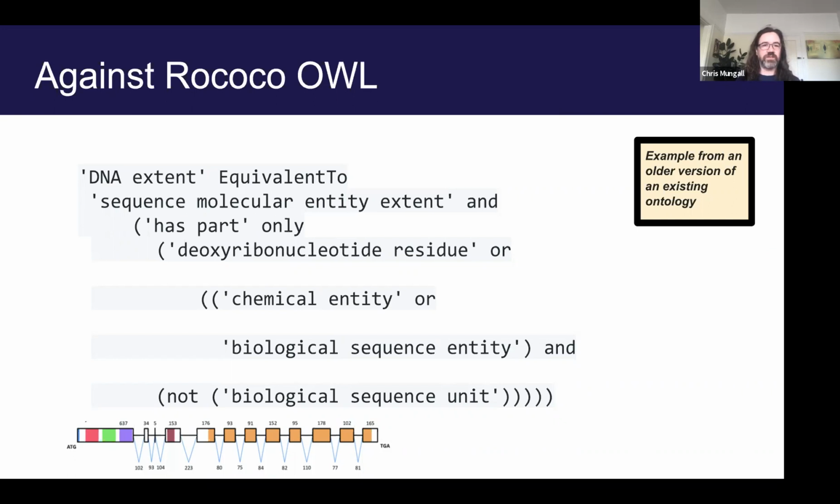This was an early attempt to define a concept, the DNA extent, which is essentially a region of your DNA molecule in one of your cells. It's a linear region of DNA that may have some genetic function. So it was defined using this complex axiom here. You can see this uses has_part, which notably is a transitive mereological relation. It uses this transitive relation in combination with a universal axiom, in combination with negation and union axioms. So we're really leveraging OWL to the max here.